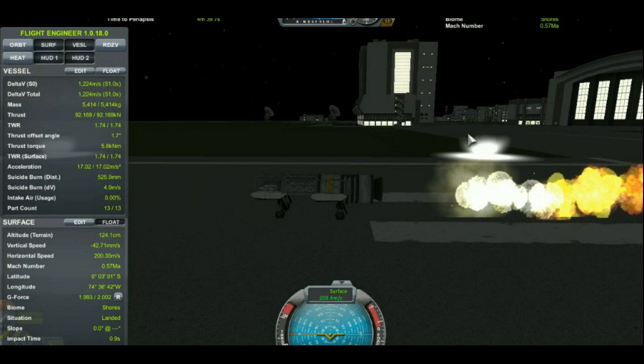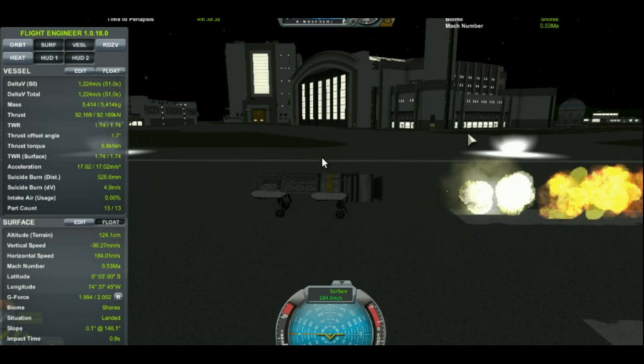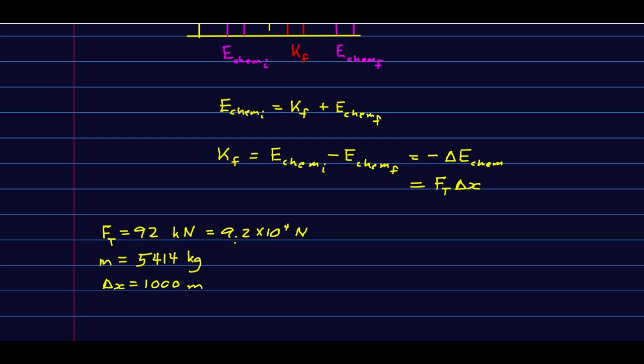Okay, I'm just going to back it up to the point where we passed the 1,000 meter point. Here we are, the little guy is standing in the background here, so we're at the 1,000 meter point, and we can see that the speed of the rocket car is 184 meters per second. If you look back at the video of the rocket car, on the left side of the screen you'll see a data display that shows that the thrust was 92 kilonewtons, or 9.2 times 10 to the 4 newtons. The mass of the rocket car was 5,414 kilograms, and we had set things up so that our displacement was 1,000 meters. So we now know enough to solve.